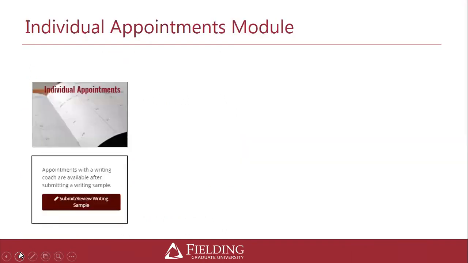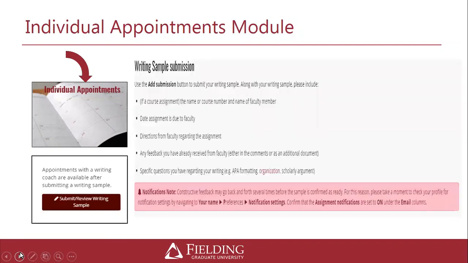If you do want to work with the Writing Coach, you'll click on the Individual Appointments tile on the Writing Support page. You'll then see a button to submit a writing sample. This is the first step in making contact with the Writing Coach. Please note that you'll see instructions about your writing sample, and take care to follow these so that the Writing Coach can be as much assistance as possible. It's also important to ensure that you're receiving Moodle notifications so that you'll receive the Writing Coach's written feedback.